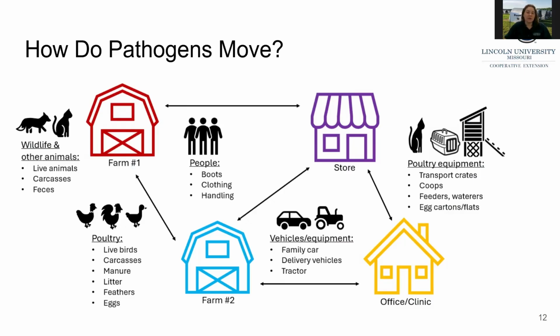Equipment can move from one farm to another and back. Animals can move between locations, and sometimes that leaves one animal population passing through several locations before reaching another population. So I don't want us to think of a farm as an isolated bubble. Animal populations are connected to a network of people, places, animals, equipment, vehicles, and materials. Those connections create potential pathways for pathogens to move.